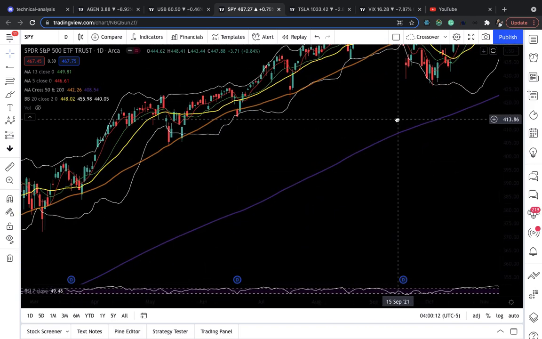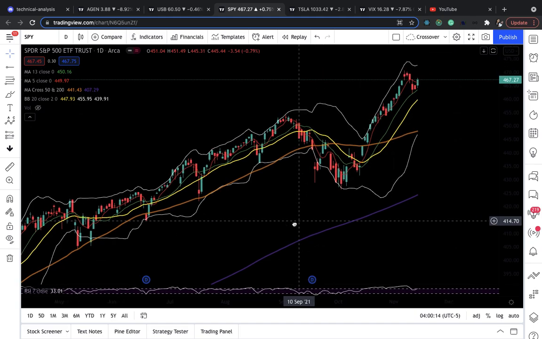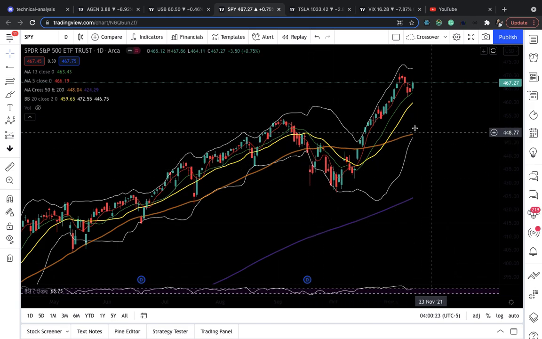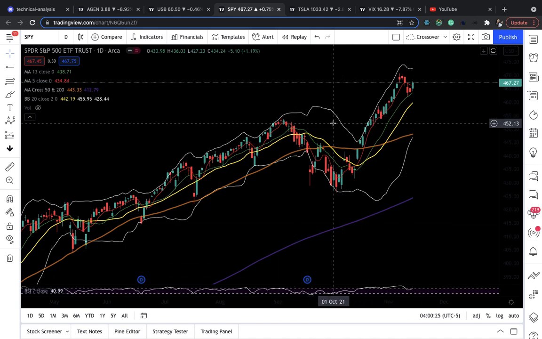Especially with the SPY, you have to check the behavior of what you're trading. With the SPY, it rarely touches the 200-day. That's why I like these Bollinger Bands. I also use them as a support or resistance level. You guys understand?